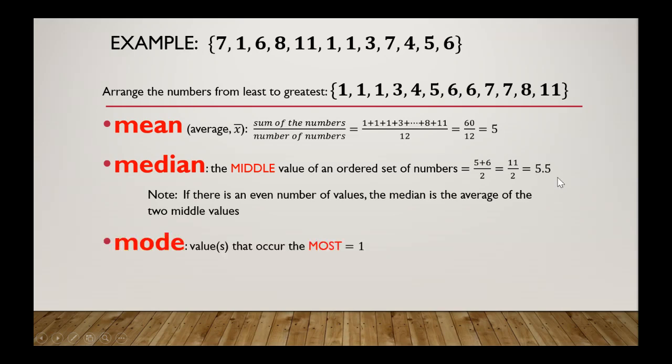For the mode, that's the number that appears the most. In this case, it's just 1 because it appears 3 times. Keep in mind for any given data set, you can also have no mode, and you can also have more than one mode. Lastly, we have the range, which is just the largest number minus the smallest number, which in this case is 11 minus 1, and we get the range to be 10.